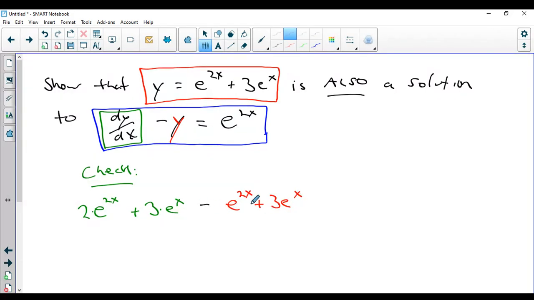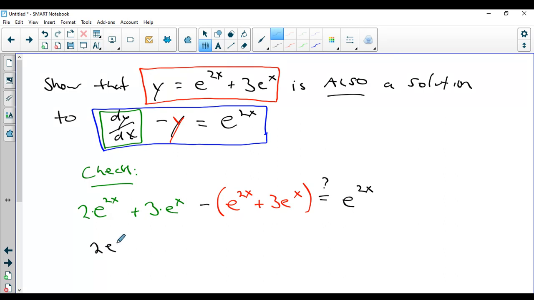So minus e to the 2x plus 3e to the x. So now this is wrong if I leave it this way. So what's the issue here? Duff? Yes, exactly. You need parentheses here. So it's minus all of y. So those need to be there. And then it's going to be, now, are you equal to e to the 2x? So let's check it out here.